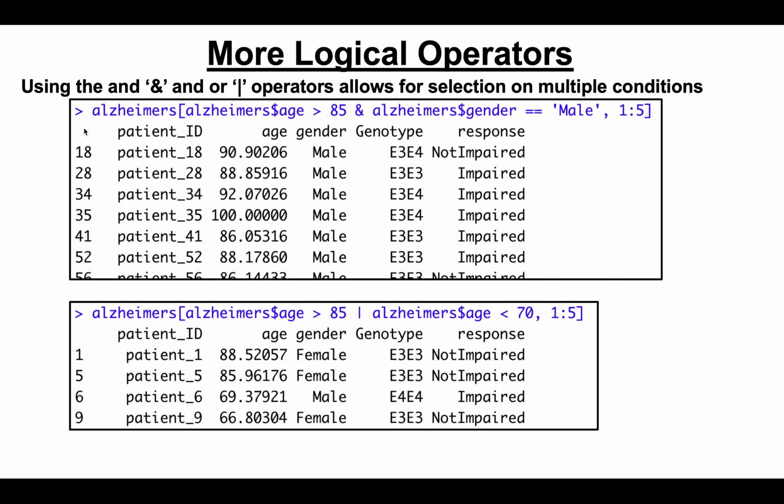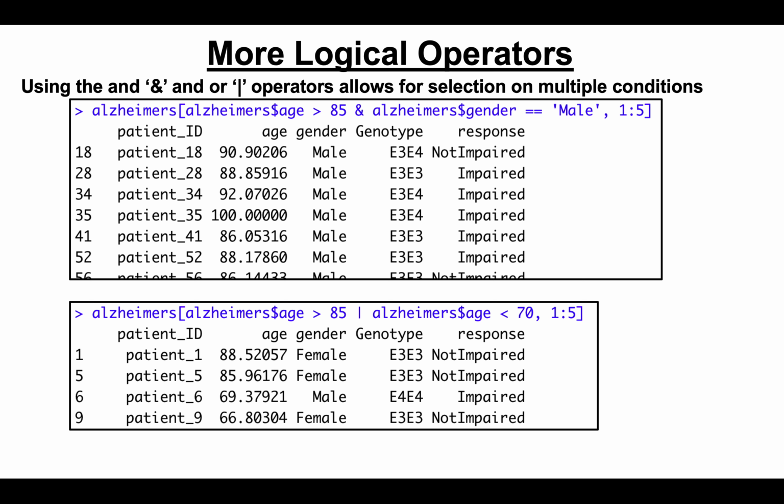Okay, and then things, you can get really fancy. So you can start chaining logical operations together. So you can say, and to do this, we use the AND operator or the OR operator, which is just this vertical bar here. And so, what would that look like?